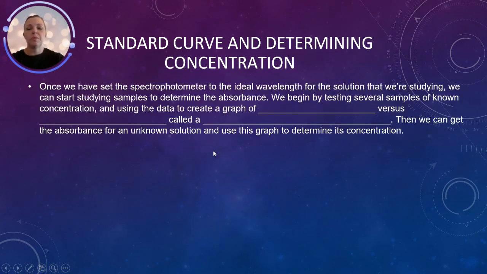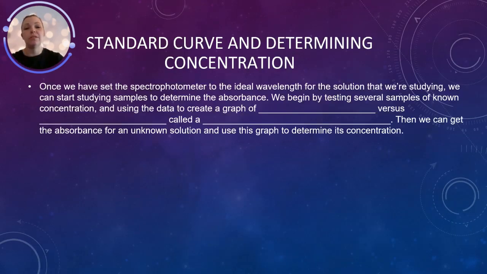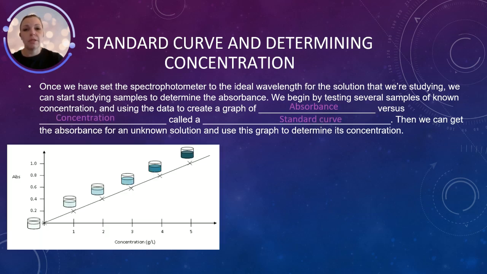So once we've set the spectrophotometer to the ideal wavelength for the solution that we're studying, we can start studying samples to determine the absorbance. So this is a different study. Back on this slide, we're studying all wavelengths, and here we're setting the wavelength and studying different concentrations of solution. We begin by testing several samples of known concentration, and we use that data to create a graph of absorbance versus concentration that we call a standard curve. That might look like this. If you've got concentrations 1, 2, 3, 4, 5 grams per liter, then we would plot those versus absorbance, okay, and you would get this curve.